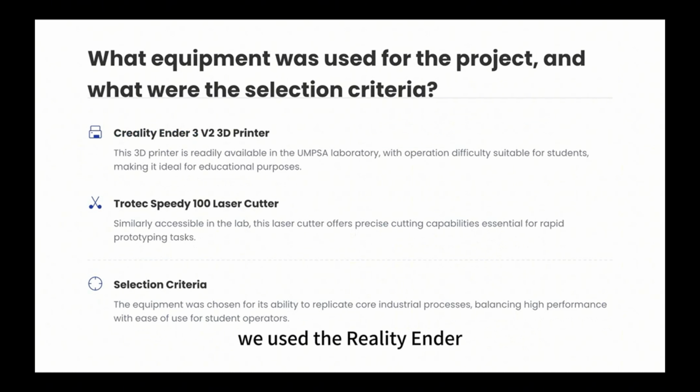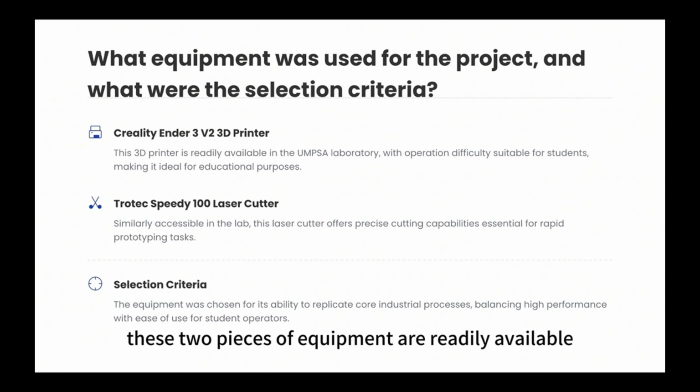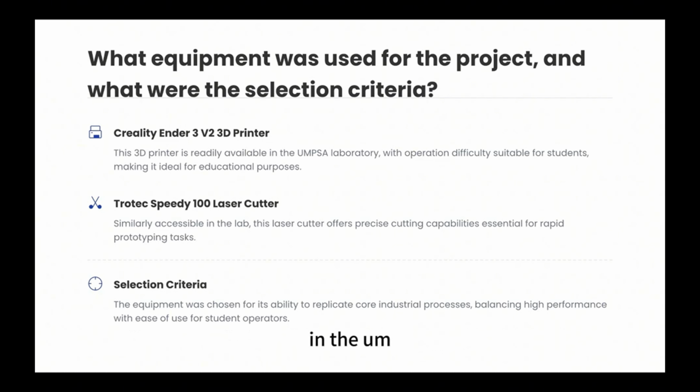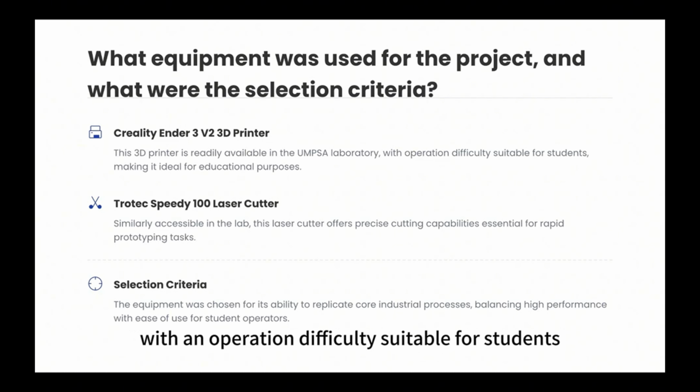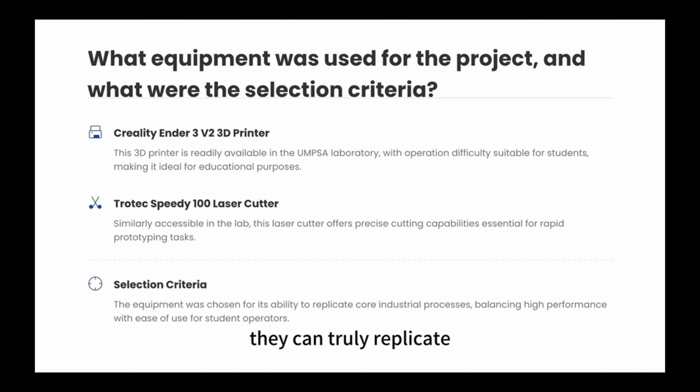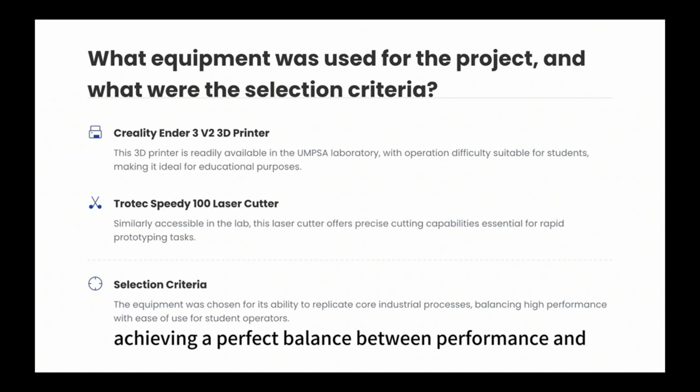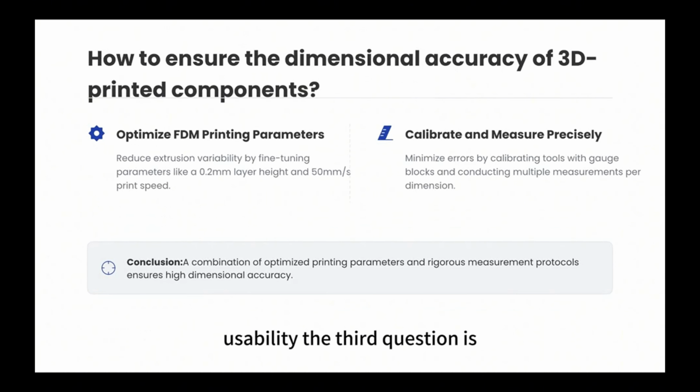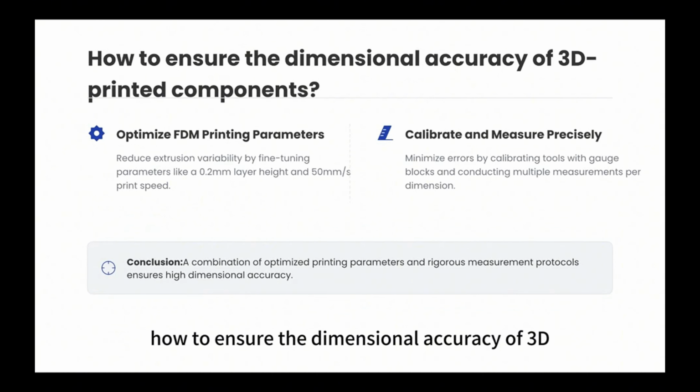We used the Creality Ender 3v2 3D printer and the Trotec Speedy 100 laser cutter. These 2 pieces of equipment are readily available in the UMPC laboratory with an operation difficulty suitable for students. At the same time, they can truly replicate the core processes of industrial rapid prototyping, achieving a perfect balance between performance and usability. The third question is, how to ensure the dimensional accuracy of 3D printed components?